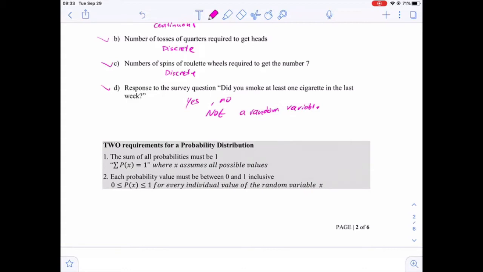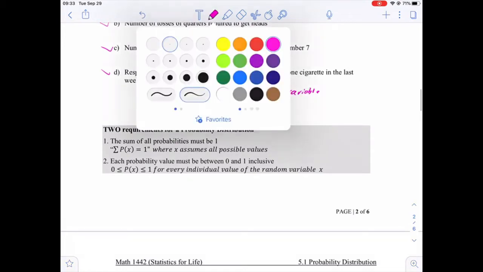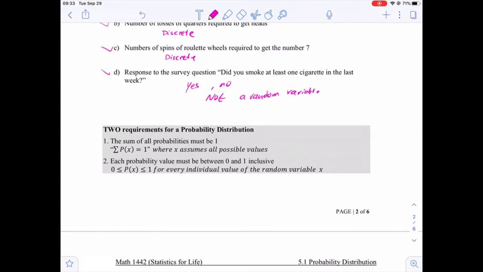Now we have two conditions here. The first condition is that the sum of all probabilities must be 1, and we use this symbol: sigma means the sum, and the sum of all probabilities is equal to 1. And the second condition is that each probability value must be between 0 and 1 inclusive.